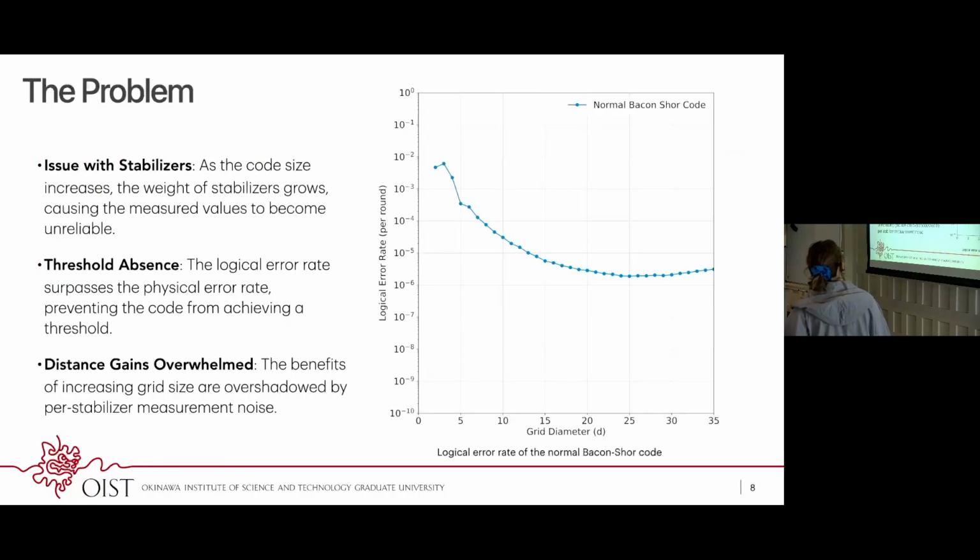This actually becomes a problem when the grid size goes up to some point. This is the logical error rate plot for the normal Bacon-Shor code. As you can see here, at some point it starts to curve up. This is because when the stabilizer gets larger, the measurement noise starts to accumulate in the stabilizer, until at some point the stabilizer is no longer reliable.